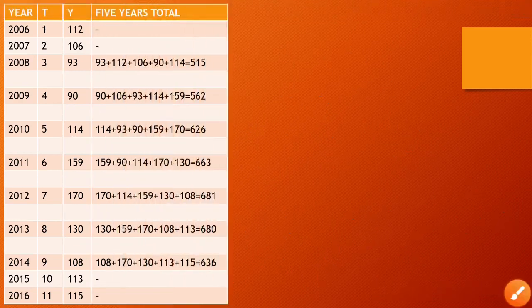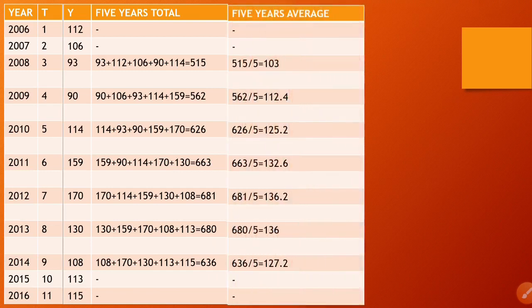So as you will see, the total is this. Okay, so you can see the total, it's 515, 562, 626, 663, 681, 680 and 636. As this is 5 years total, you will be dividing by 5 to find the average. So if I divide by 5, it's 515 upon 5, 562 upon 5, 626 upon 5 and so on.